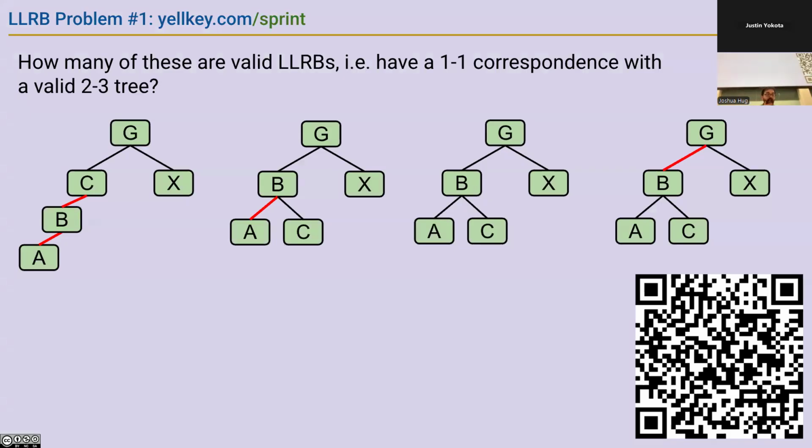First question for you. How many of these are valid left-leaning red-black trees? In other words, there exists some 2-3 tree with which they're in one-to-one correspondence. And let me know if the link is asking you for permission again.